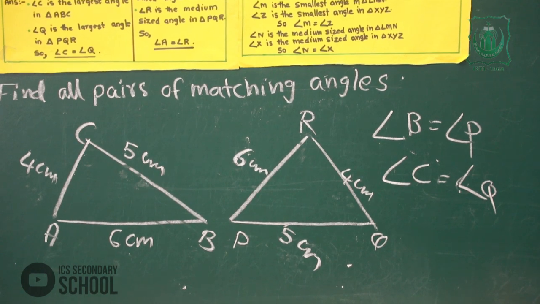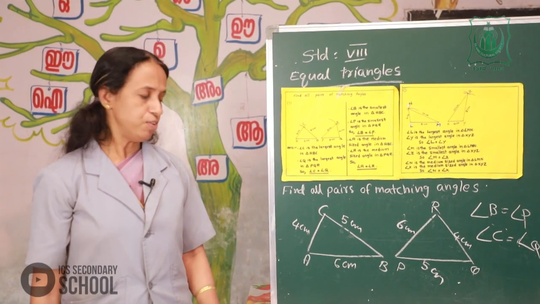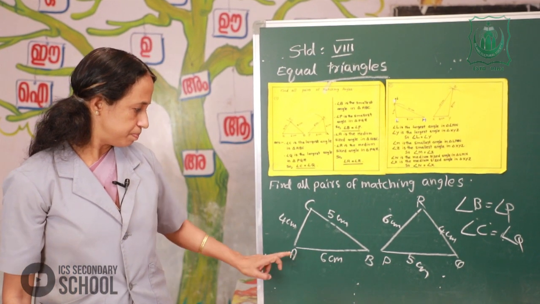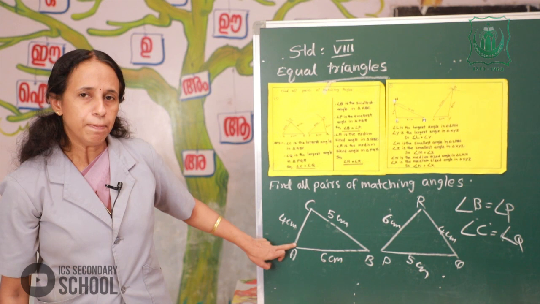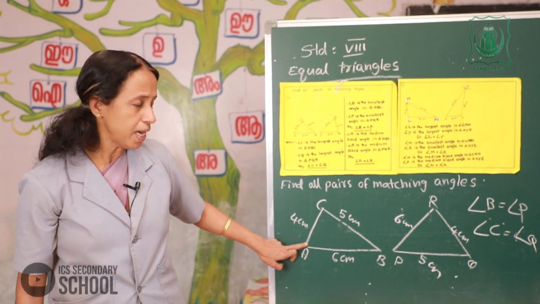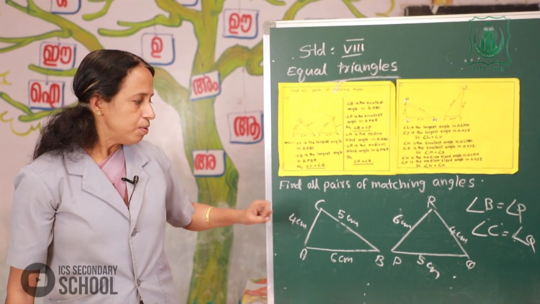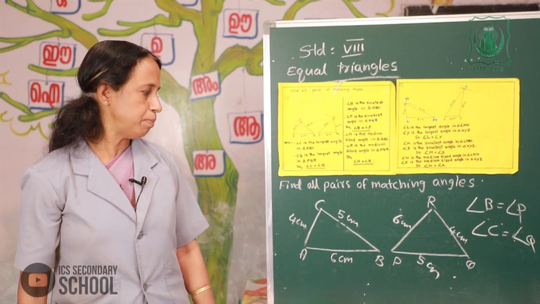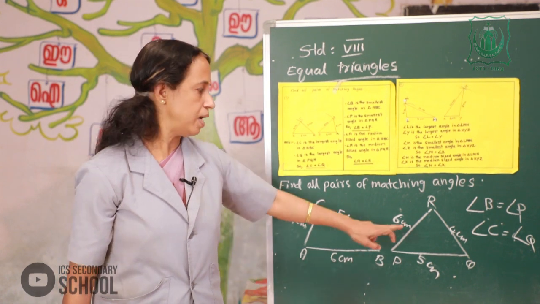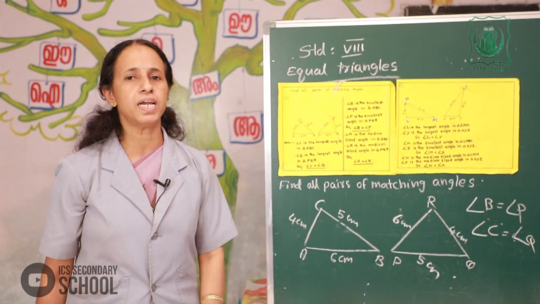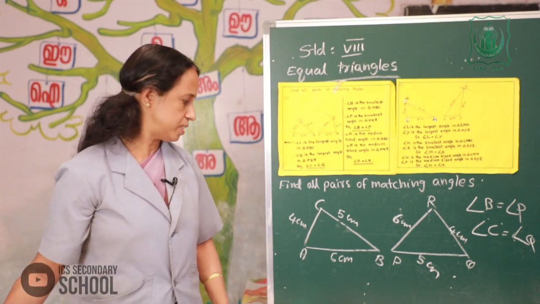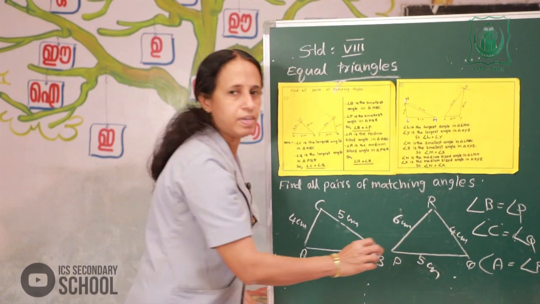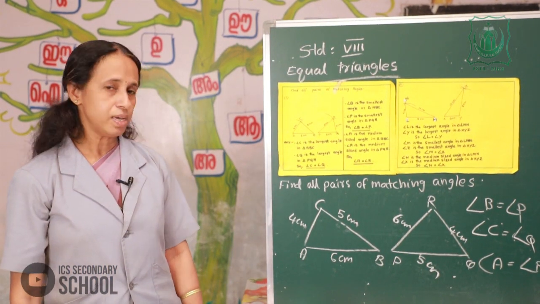Which is the median sized angle in triangle ABC? Here, angle A is the median sized angle. Which is the median sized angle in triangle PQR? Angle R is the median sized angle in triangle PQR. So we can write angle A equal to angle R.